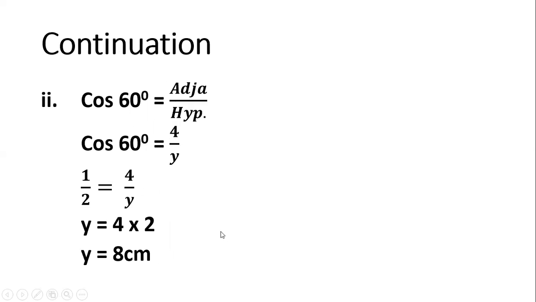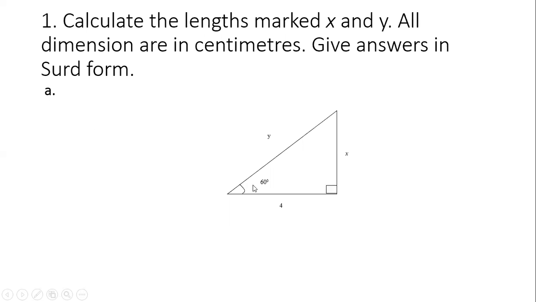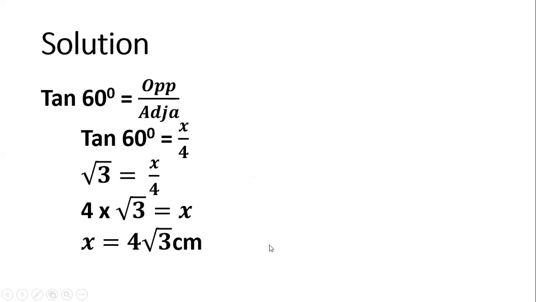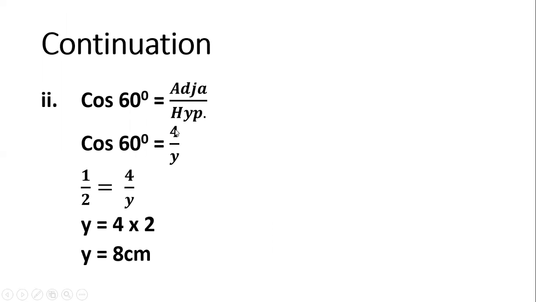To get y, cosine 60 equals adjacent over hypotenuse. We go back to the triangle. Adjacent, this is known, over hypotenuse. Cosine is adjacent over hypotenuse. That's 4 over y. Then what's the short form of cos 60 degrees? Half. So when you cross multiply, that will give us 1 times y, then 4 times 2. So 4 times 2 is going to give us 8 centimeters.